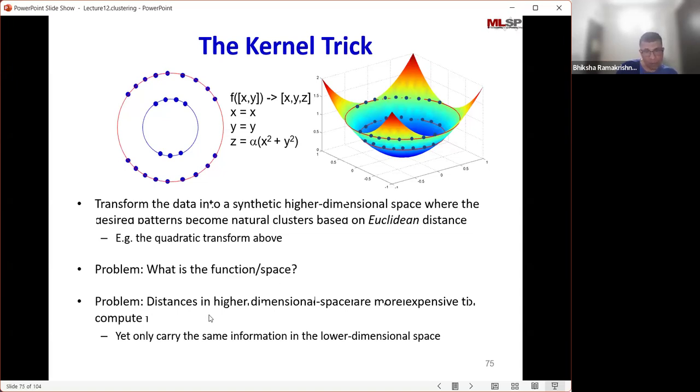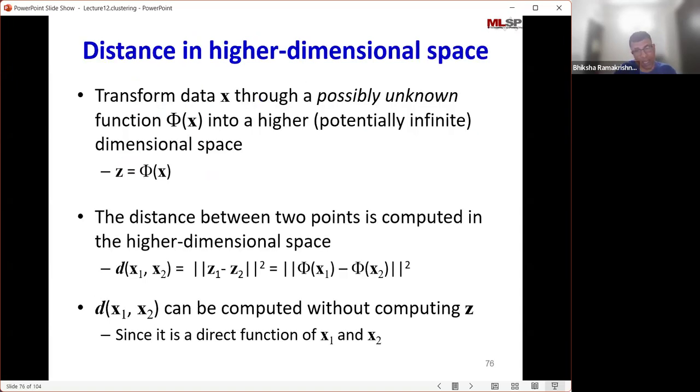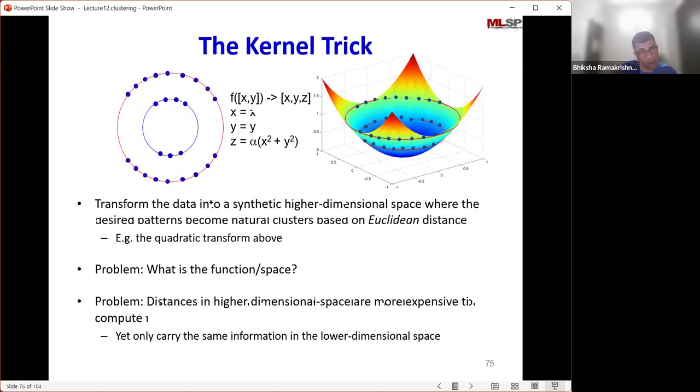There's also this problem: converting this data into a higher dimensional space and computing the Euclidean distance there can be very expensive. And yet, going into the higher dimensional space and computing the distance didn't actually introduce any fancy new information besides what was there in the lower dimensional space. Now, how do we deal with this?